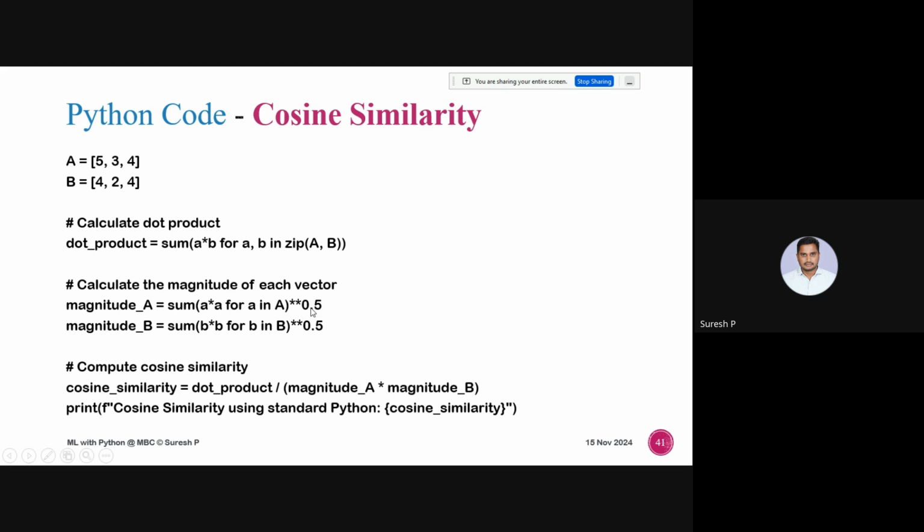For taking the square root, it is like power of 0.5. That also can be done, or you can apply the SQRT function. It is up to you.